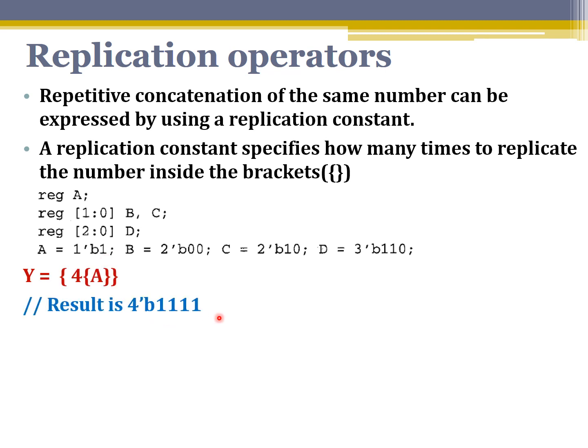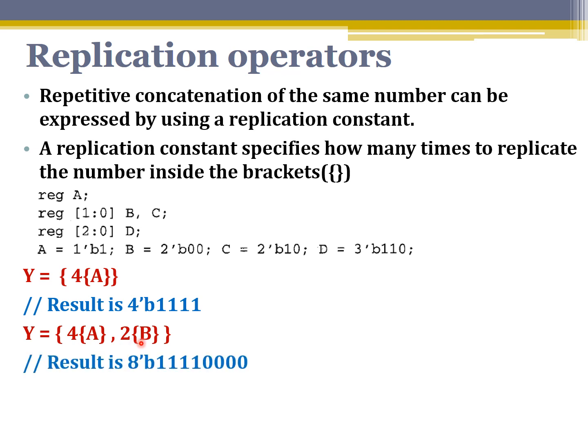Let's take one more example. This is replication and concatenation together. 4 of A, comma, 2 of B within curly braces. So this is concatenation. 4 ones should be concatenated with replication of B 2 times. What is B? 00. So when you replicate 00 2 times, you will get 0000. So the result is 4 ones and 0000. This number outside the bracket tells how many times we should replicate that number. Next, 4 of A is 1111, 2 of B is 0000 and C at the end is 10. So you're going to get a 10-bit number.